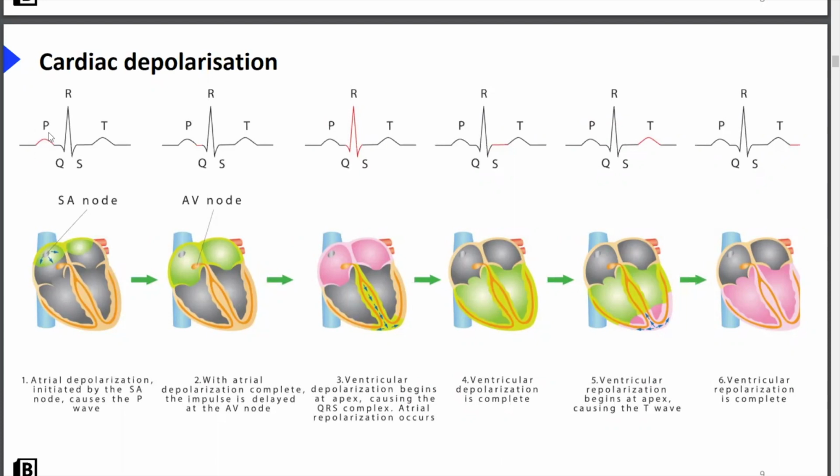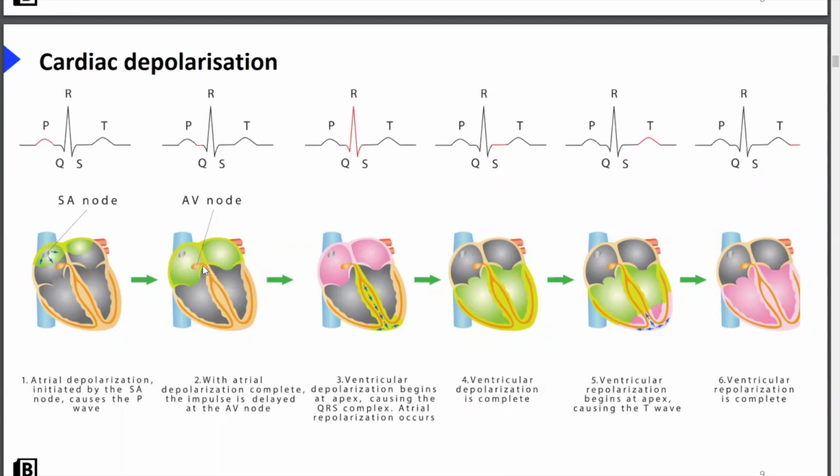So what does the P wave represent? Going back to basics, I know these are easy questions. What does the P wave represent on an ECG? Good, atrial depolarization. So we get depolarization spreading through the atria, and that gives us our P wave.